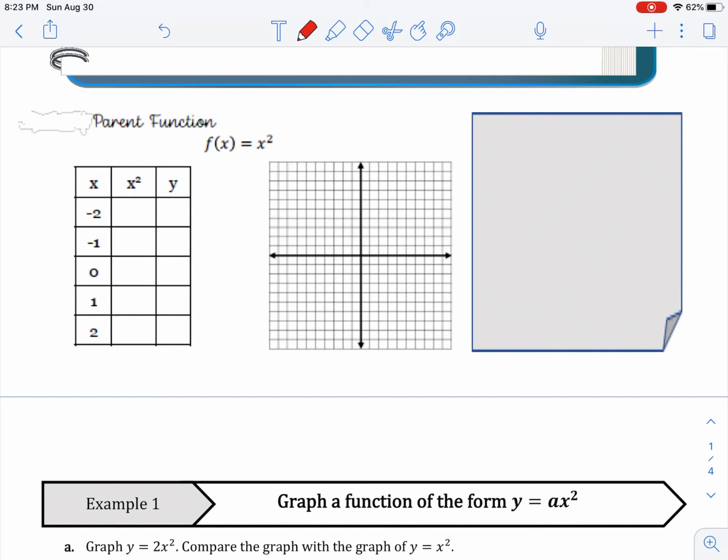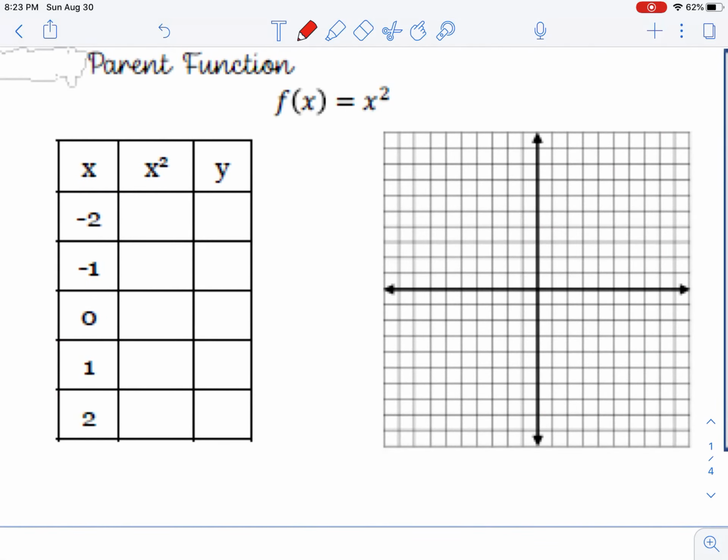So let's look at what that looks like, because we're going to compare all of these graphs with our parent function x squared. So I have these tables that are kind of like 3 columns. This middle column is just for you to plug in the numbers here. So if we have f of -2 equals x squared, we would write this as -2 squared. Remember, when you square a negative, it becomes positive, so this is just +4.